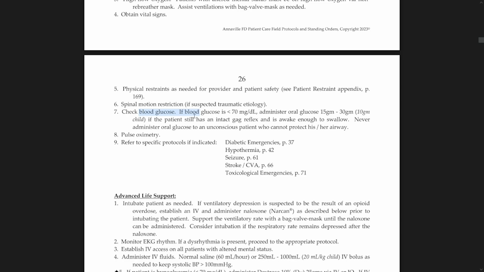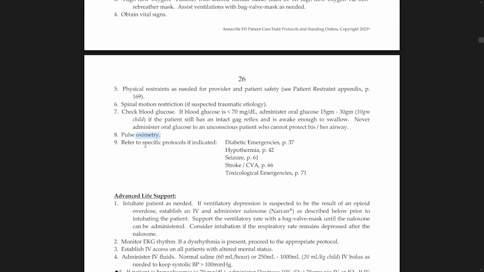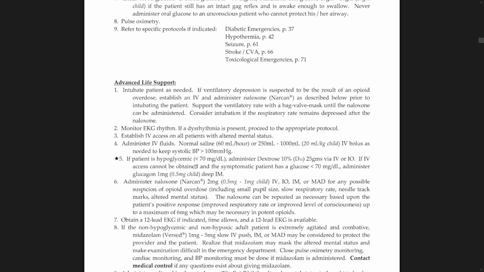Check their blood sugar. If their blood sugar is less than 70, administer oral glucose only if the patient is A&O times 4 and if they have an intact gag reflex, if they're able to swallow. Never administer it to an unconscious patient who can't protect their own airway. You'll end up causing them to choke and potentially die. Measure their SpO2 and refer to either diabetic emergencies, hyperthermia, seizures, strokes or CVA, and toxicological emergencies.